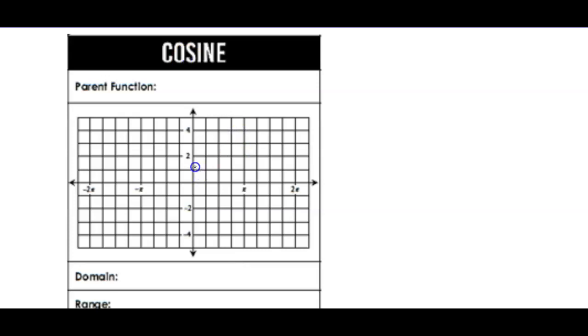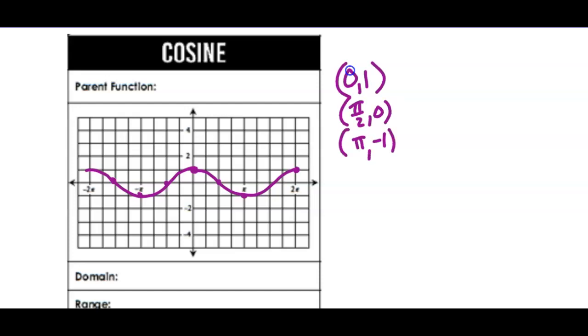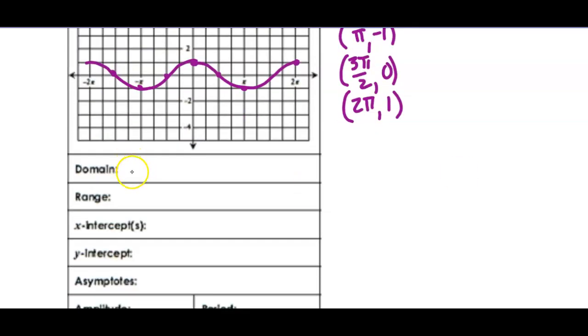Cosine starts at the max, so that's 1, and it returns to 1 by 2 pi. Halfway in between there, it's at its min, and halfway in between there, it's crossing the x-axis. So it looks like this. So in one period, you would list 0, 1; pi over 2, 0; pi, -1; 3 pi over 2, 0; and then 2 pi, 1, for the quarter points. But it does repeat, so the domain is all real numbers.